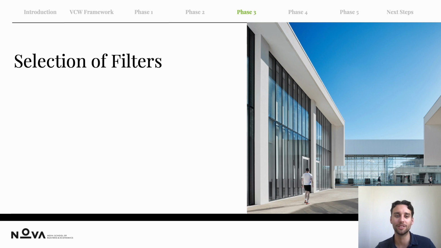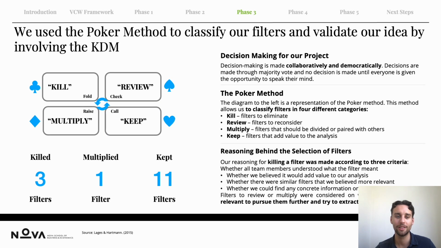Let's go into the selection of the filters. We use the poker method to classify our filters and validate our idea by involving our key decision maker, Vanda. We basically use this approach to kill some ideas, review some ideas, multiply them, or keep them. Kill basically means that the filters will be eliminated. Review means that the filters will be reconsidered. Multiply means that the filters should be divided or paired with others. And keep means that there's nothing wrong with the filter and it adds value to our analysis.